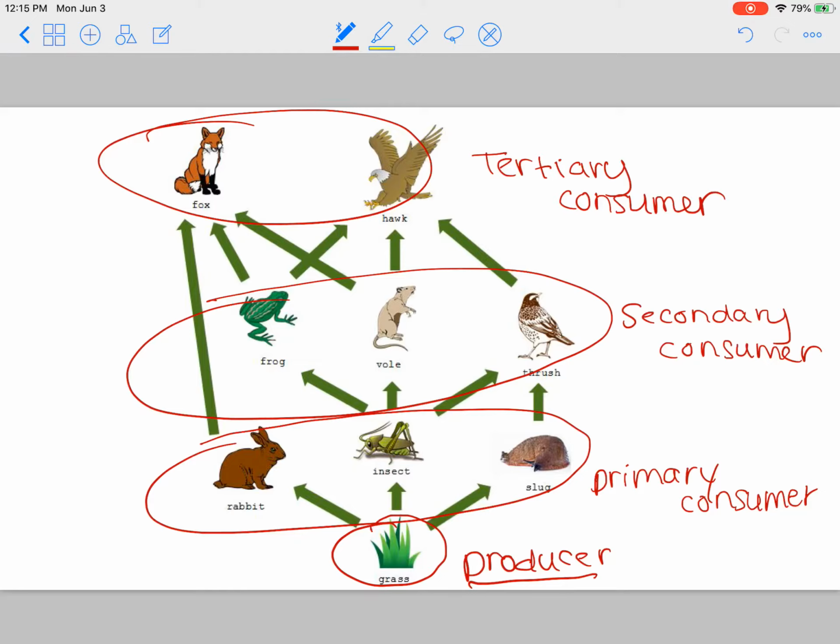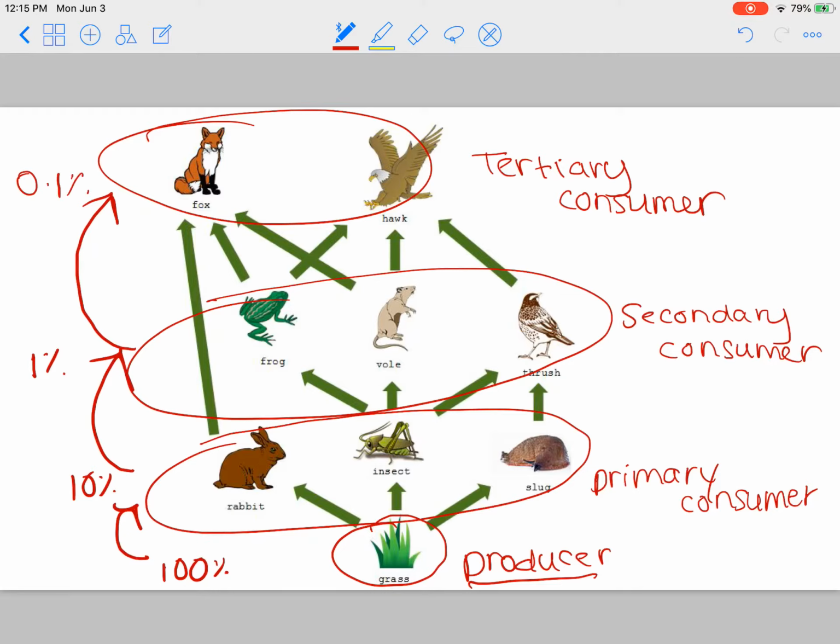So remember, if we look at the bottom and we start out with 100%, the grass is going to use 100%. Only 10% is passed on to my primary consumers. So only 10% of 100 is passed on. Only 10% of that is going to be passed on to my secondary consumers. So they are only going to get 1% from the rabbit, insect, and the slug. And then only 10% of that is passed on to my tertiary consumers. So they will only get 0.1% from eating the secondary consumers.